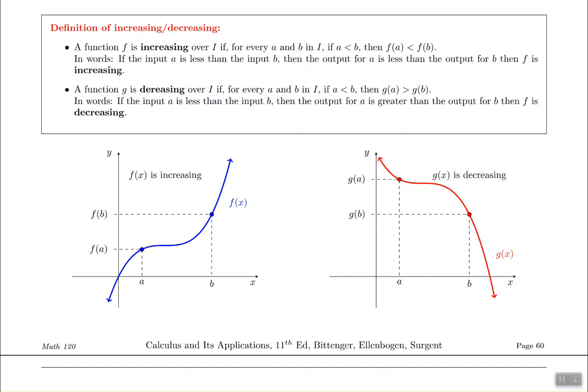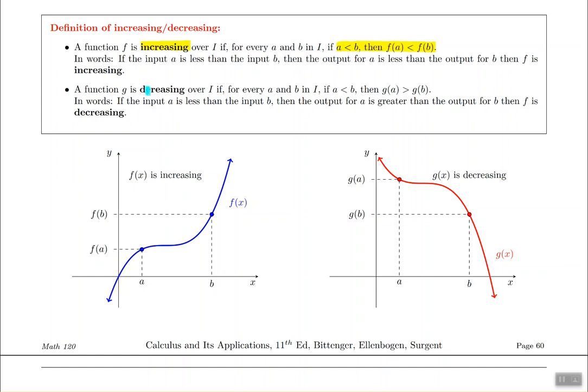Next up, we have the terms increasing and decreasing. So what do they mean, and how do we define them mathematically? The mathematical definition for increasing is the following. f of x is called increasing if for every a that's less than b, f of a will be less than f of b.